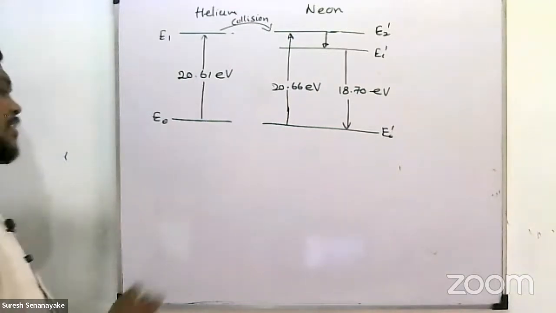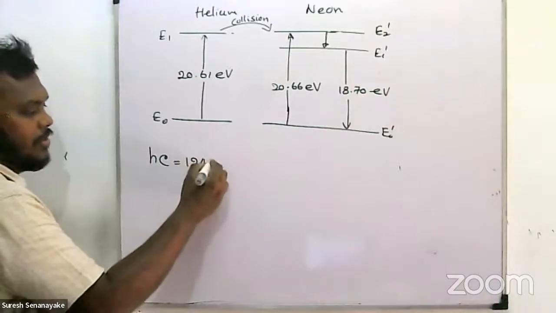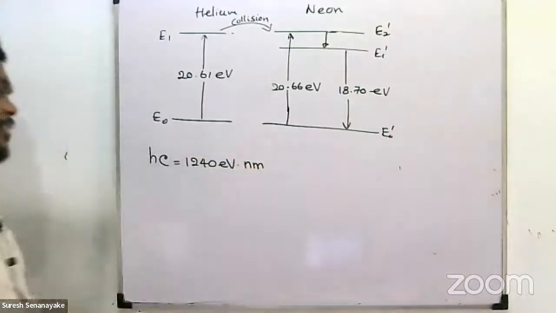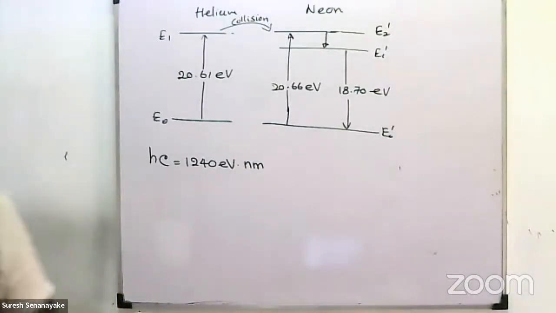For simplification, I will give you that the hc product is equal to 1240 eV nanometers.